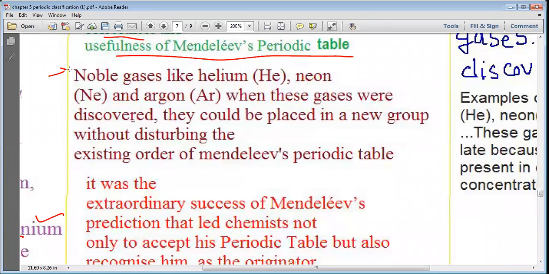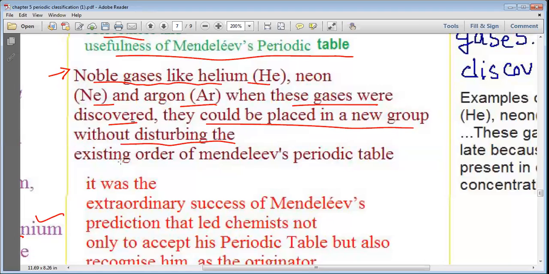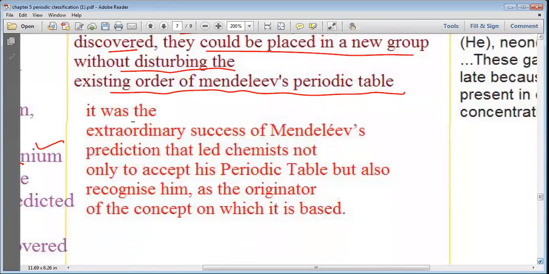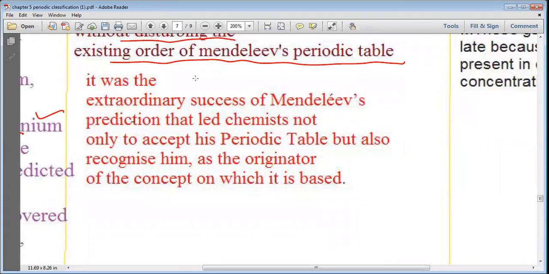In the same way, there is one more very important achievement of Mendeleev's periodic table: noble gases like helium, neon, and argon, when these gases were discovered, could be placed in a new group without disturbing the existing order of Mendeleev's periodic table. So, my dear students, these noble gases like helium, neon, and argon were discovered later, but they were placed in the periodic table without disturbing it. The way Mendeleev's periodic table was arranged, there was no disturbance found in its arrangement.